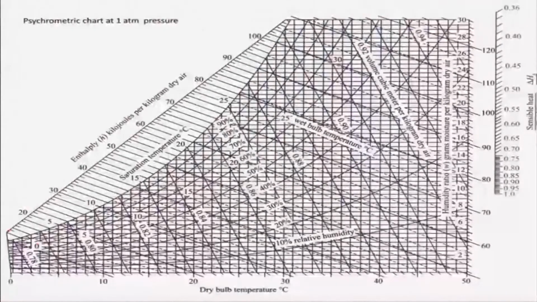And these lines give me the enthalpy of the moist mixture, in kilojoule per kg of dry air. And what else is there in this? One very important point is the relative humidity. If you look at this line, it is basically relative humidity 10%, 20%. These lines are basically relative humidity points. So it contains a lot of data in one plot, and we call it the psychrometric chart at 1 atmosphere pressure.